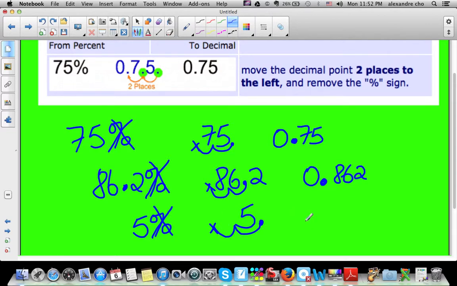When we rewrite this and clean it up, you actually write a decimal. That empty spot here, we fill it with a 0. And the 5 goes over here. And we add the 0 here in the front to make it pretty. So 5% as a decimal is 0.05.